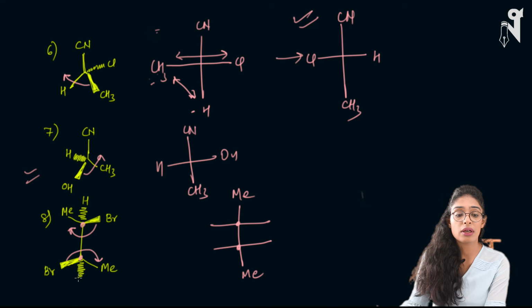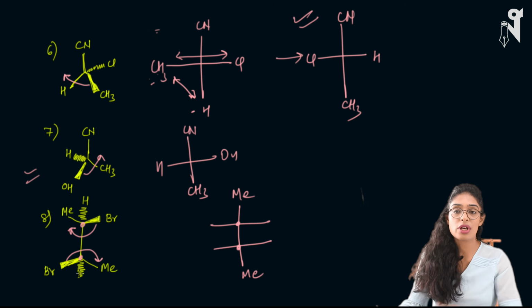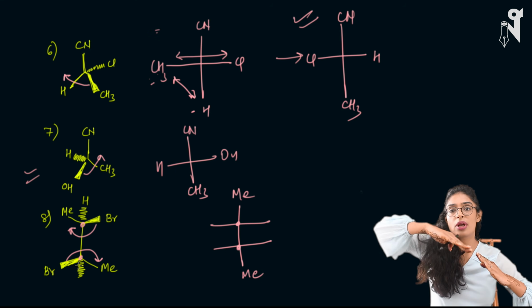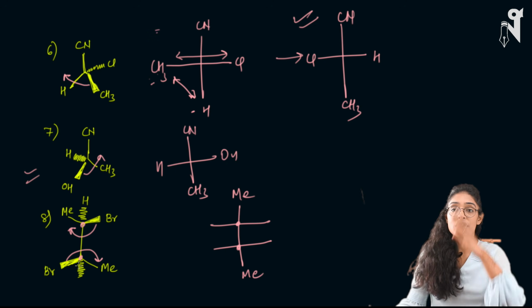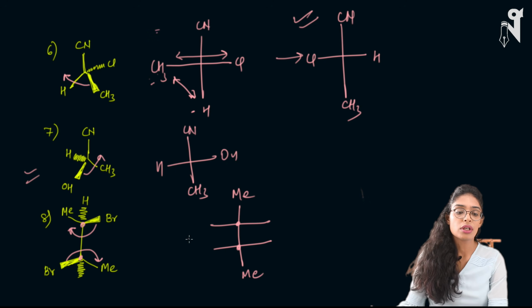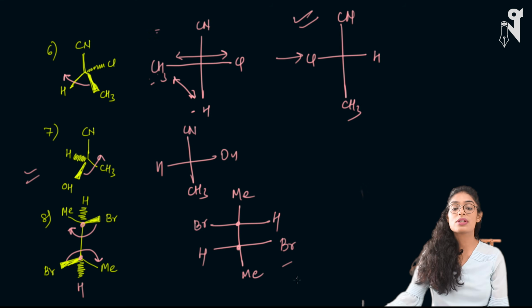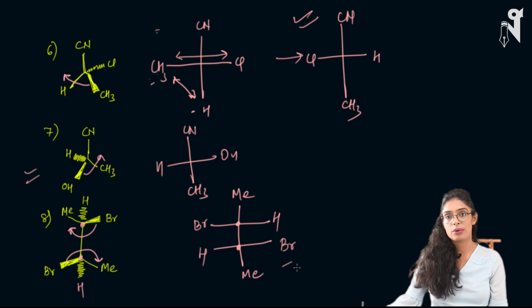I'll be moving Br here. As I mentioned, this is a very bad drawing. This should have been tilted like this. The dash should be tilted like this, and the upper dash should have been a little closer to Br. I have written it straight. It's not a right representation. So my hydrogen is on the left and my Br is on the right. So this is my Fischer projection for this molecule.